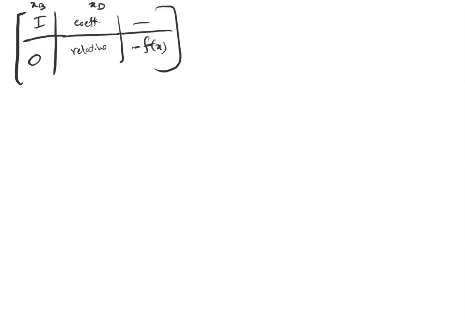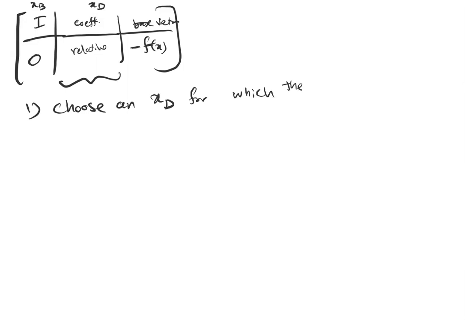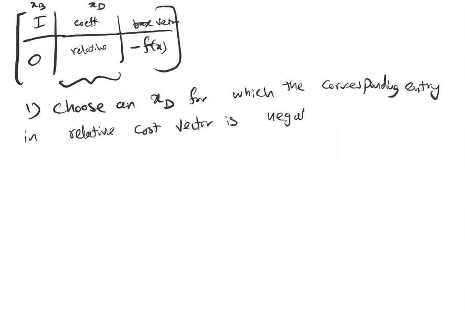So this was our tableau, I0 for x base, for non-base, coefficients, relative cost vector, and we have the right-hand side values here, minus f of x, base vector. All right. First, we have to choose one of these. One, choose an xd, which is a non-basic, for which the corresponding entry in the relative cost vector is negative. Actually, here, preferably, we use the most negative one.